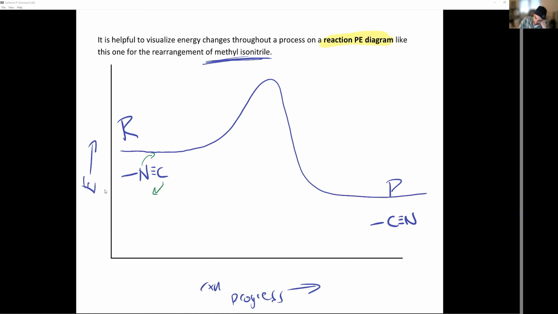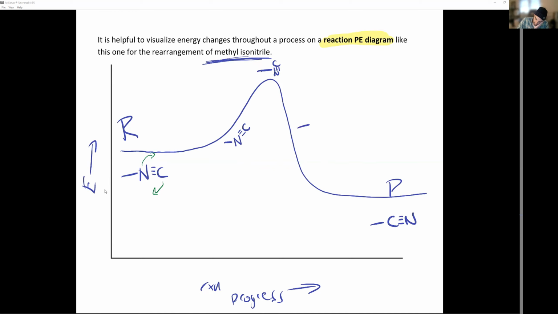As our reaction progresses in this direction, nitrogen and carbon are slowly switching spots. Here at the very top, we'll talk about what this is, but this is the peak of energy. It's the highest energy state. Let's say we're halfway up this, we have this nitrogen here and this carbon there, slowly starting to rotate around. At the very peak, the nitrogen and carbon are almost orthogonal, essentially 90 degrees to one another.